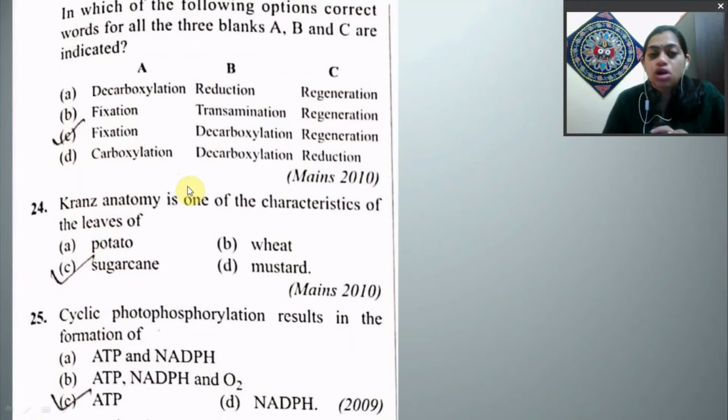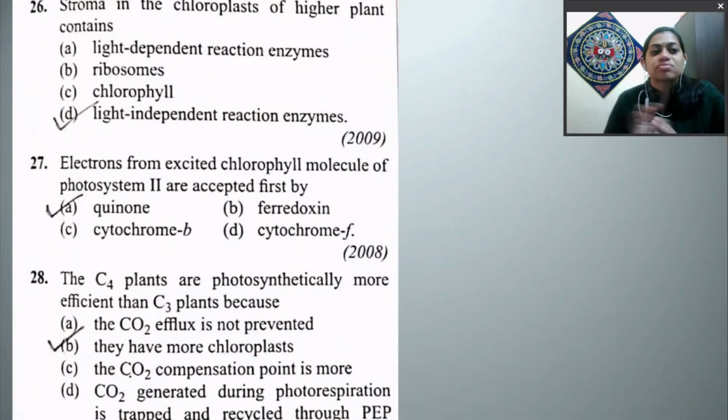Kranz anatomy is one of the characteristics of the leaves of potato, wheat, sugarcane and mustard. So just remember that sugarcane is the example of a C4 plant, so the right option will be C. Cyclic phosphorylation results in the formation of ATP, NADPH. Wrong. ATP, NADPH, oxygen, this is also wrong. Only ATP and only NADPH. So only ATP is formed. So C is the right answer.